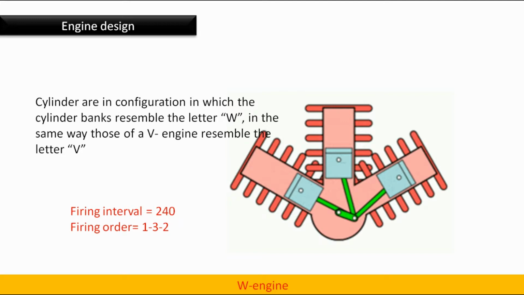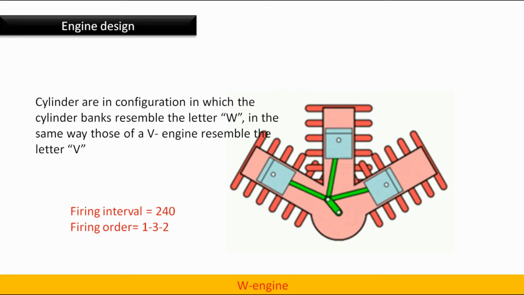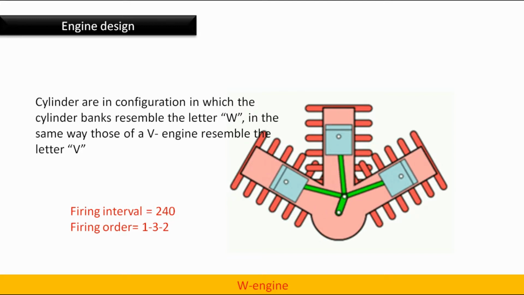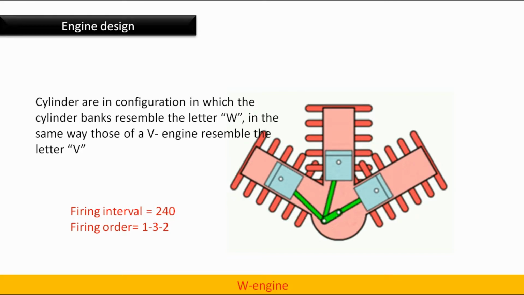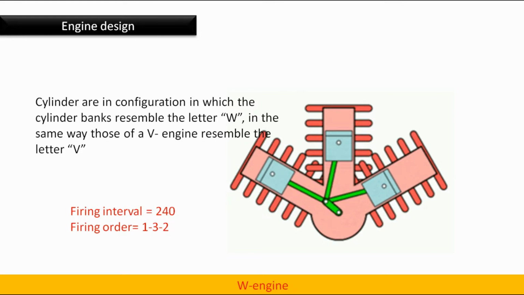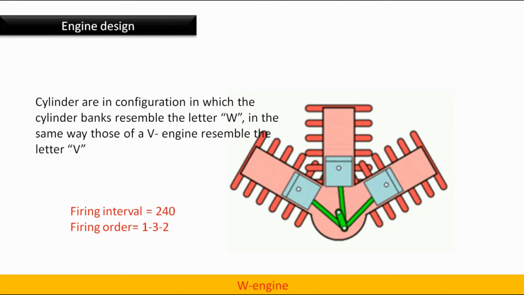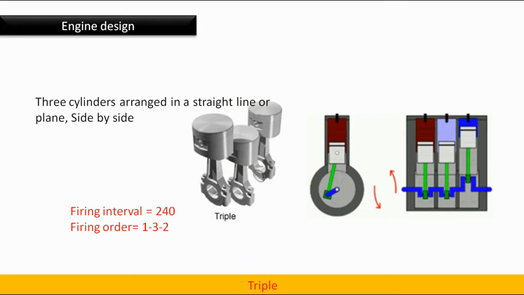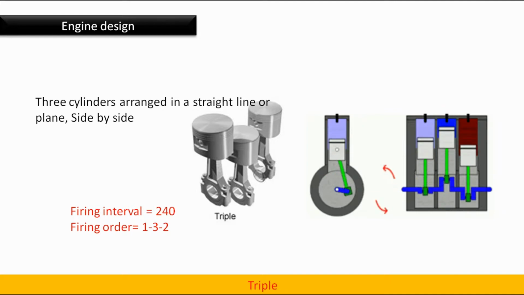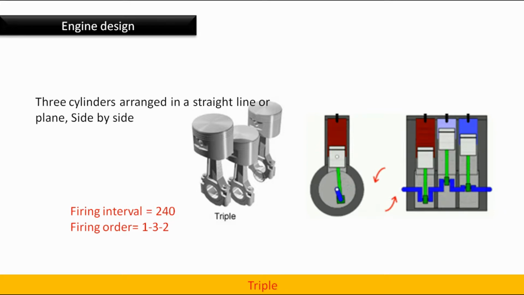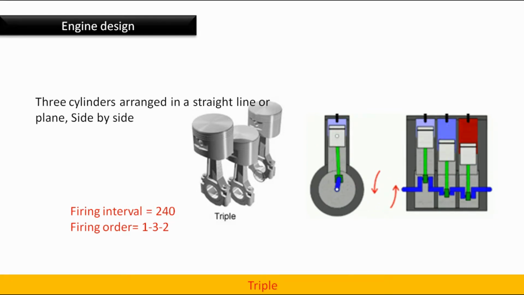Next, we have W engine. Cylinders are in a configuration in which cylinder banks resemble the letter W, in the same way that those of a V engine resemble the letter V. Firing interval is 240 degrees and firing order is 1, 3, 2. Triple engine. 3 cylinders arranged in a straight line or in a plane side by side is called triple engine. Firing interval is 240 degrees. Firing order is 1, 3, 2.